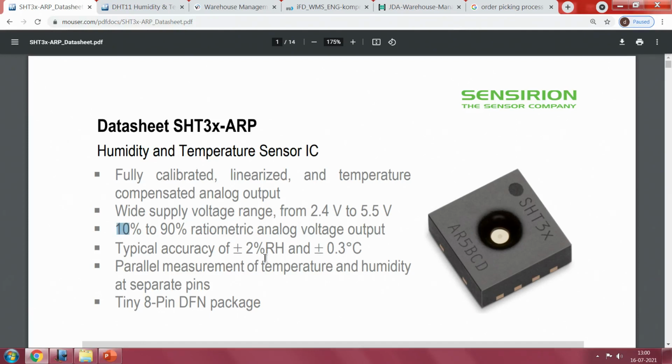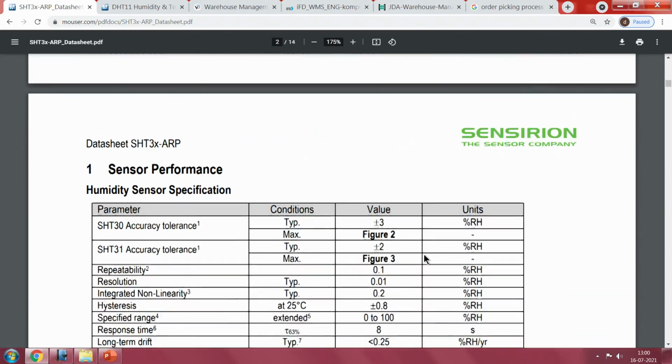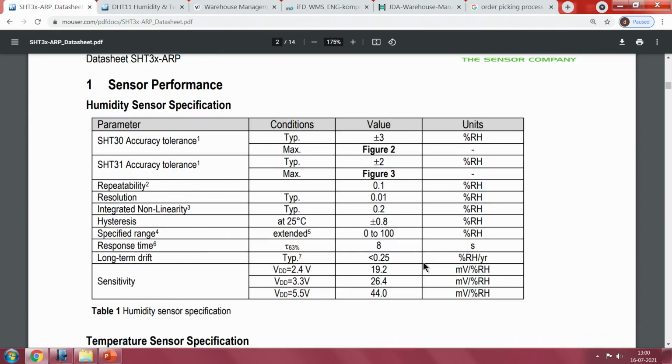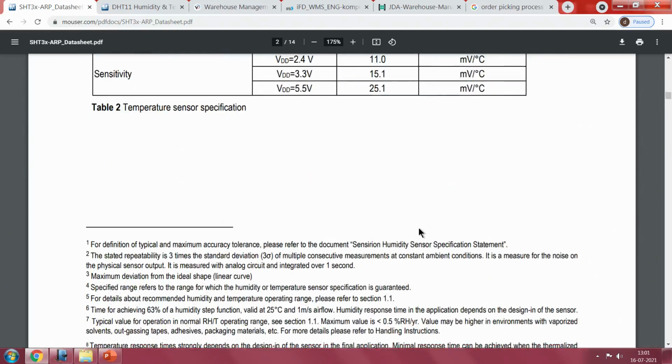It will tell you that typical accuracy is plus or minus 2% of relative humidity, and temperature is 0.3 degrees Celsius. Hopefully this is sufficient for your application as well. Okay, so this is important. You have to note whether this satisfies your requirement or not, which is very, very important. You can see that it gives you relative humidity and temperature as an output, and the remaining parameters are out here. Humidity sensor specification is mentioned, temperature sensor specification is mentioned, alright.